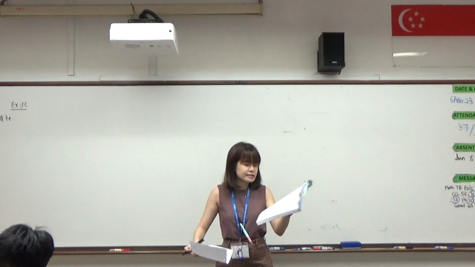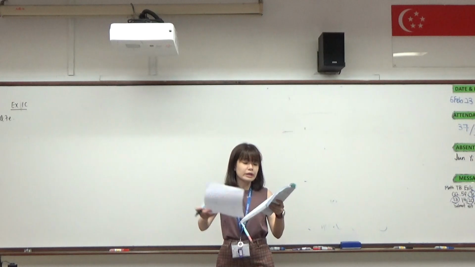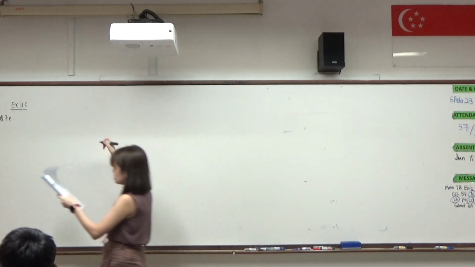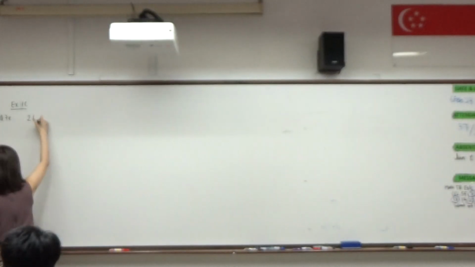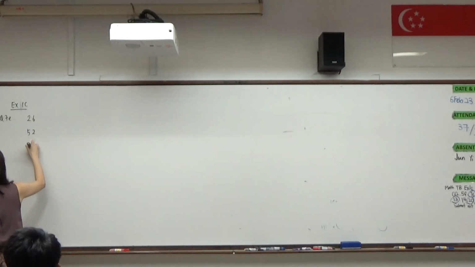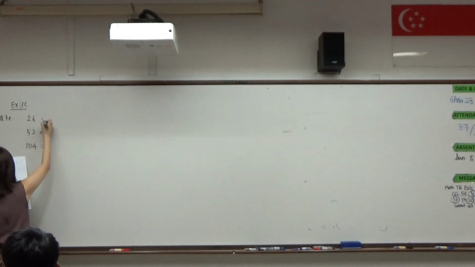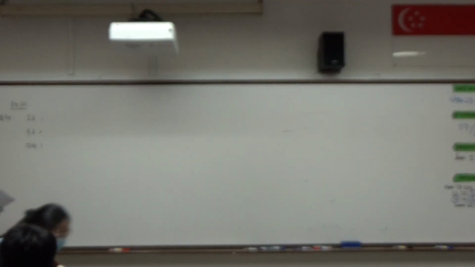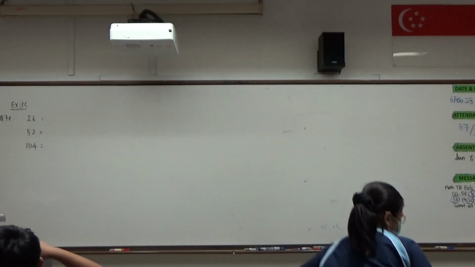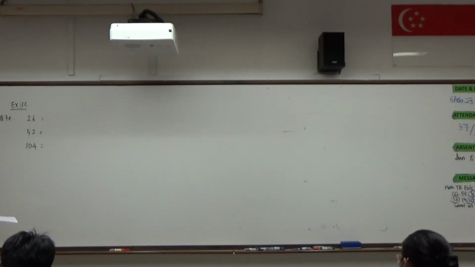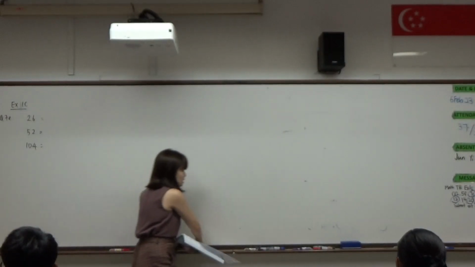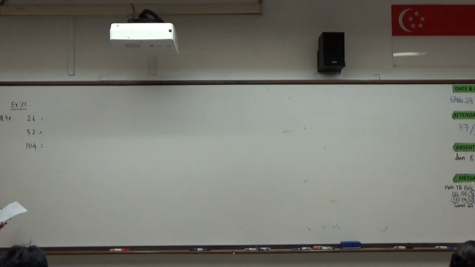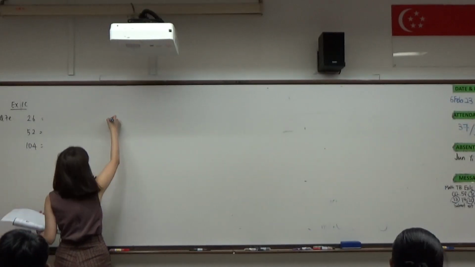Okay, so in question 7E, we're looking for the lowest common multiple of the numbers 26, 52, and 104. What you can do is either use the prime factorization method or the ladder method. Colin, since you asked this question, what method do you prefer? Ladder? Okay, sure.